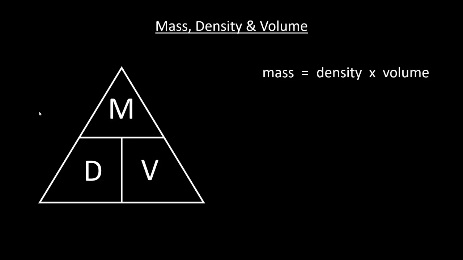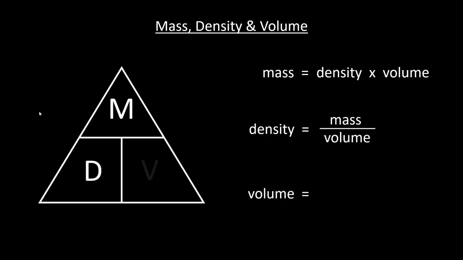If you want to know the formula for density, let's cover up the D. M is on top of V, mass divided by volume. And finally, if you want the formula for volume, cover up the V. M's on top of D, mass divided by density. So there's our 3 formulae. And you don't have to learn them, you just need to know the triangle. So you need to know the order of the letters, M, D, V.